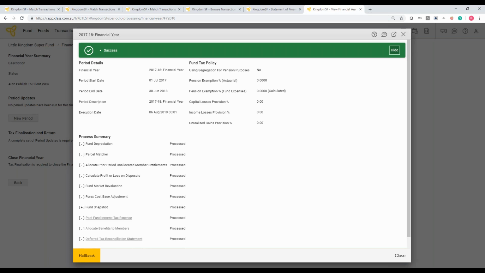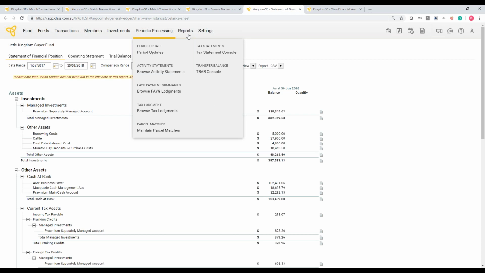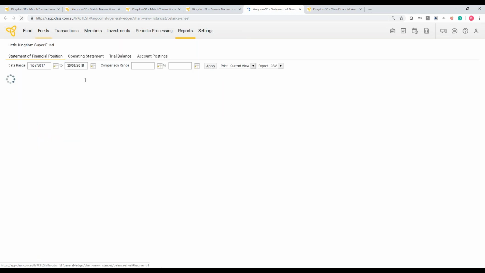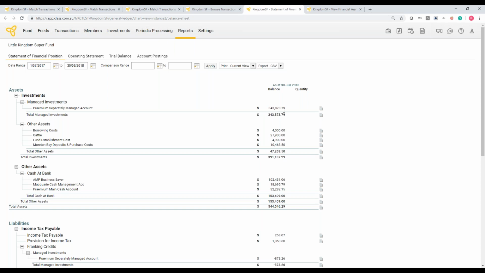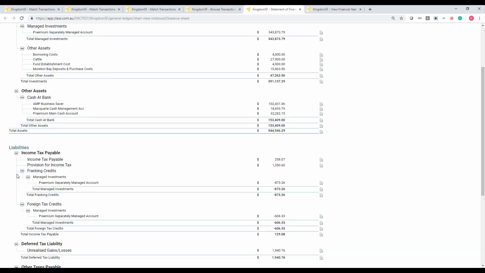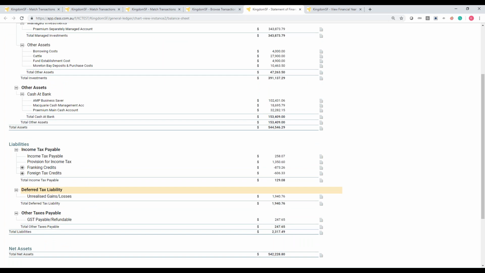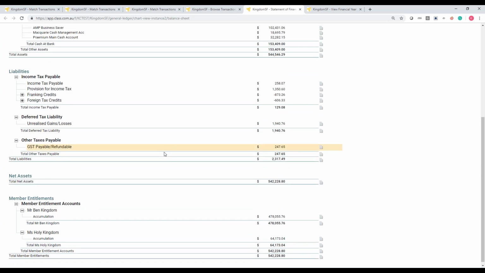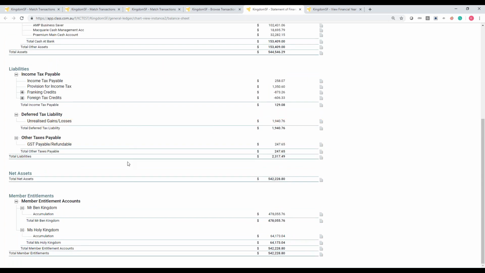Okay. Now it's more meaningful to look at the statement of financial position and the operating statements. So I've got my single line wrap here. I have some cattle. Now, obviously, you can still put a market value against the cattle. Borrowing cost was 5,000, but now 4,000. Then I have my cash account there. So all the franking credit, foreign tax credit flow through nicely. There's deferred tax liabilities. Okay, and the GST.